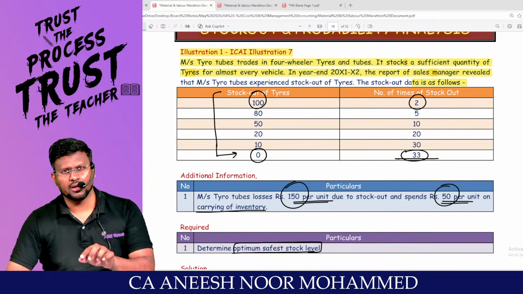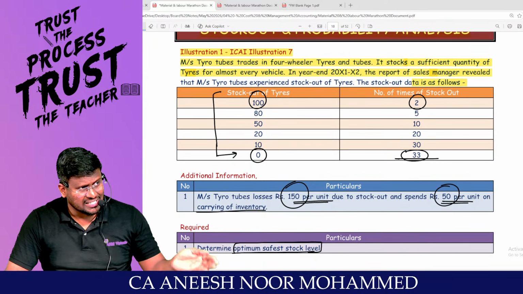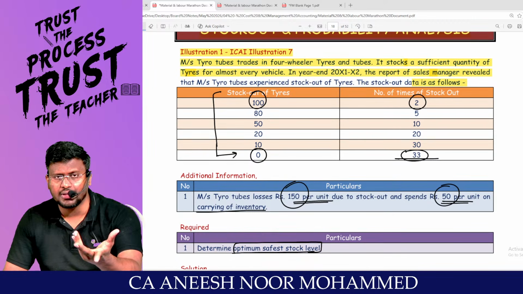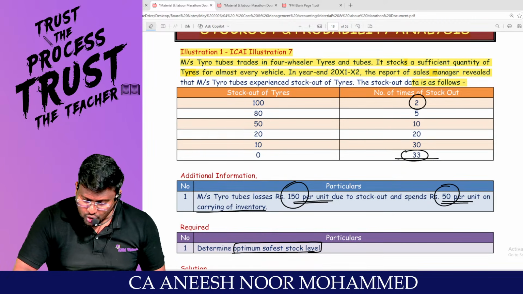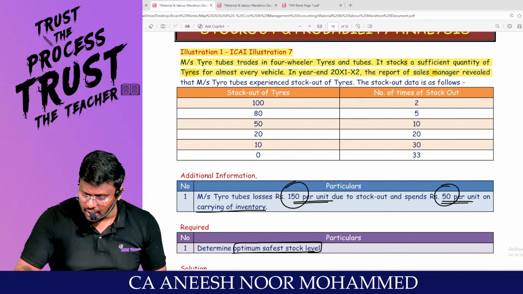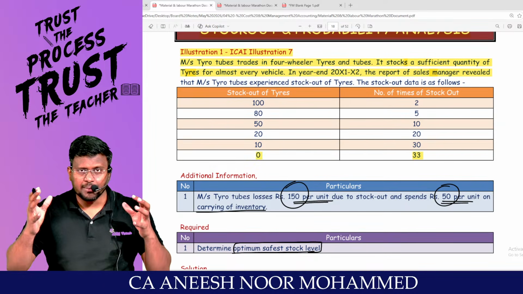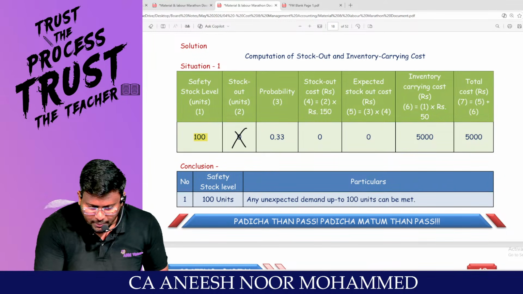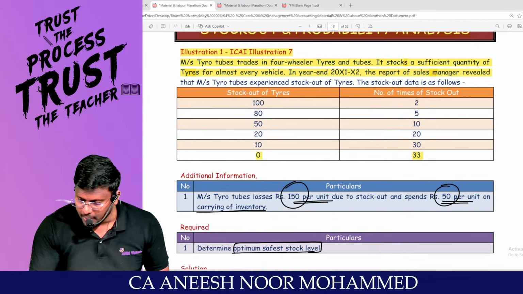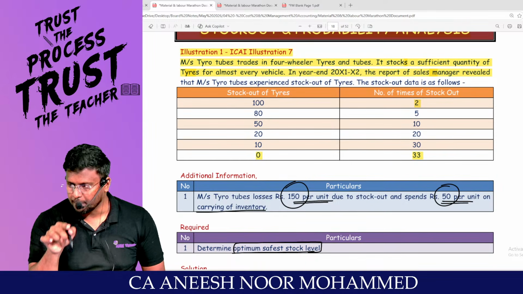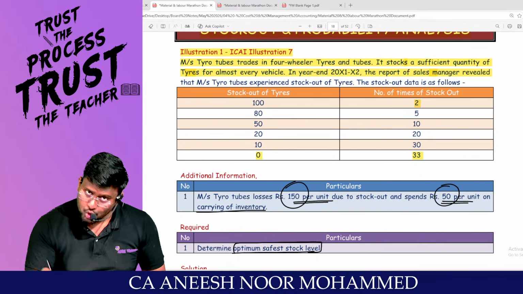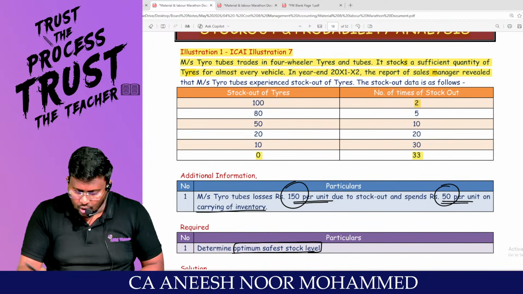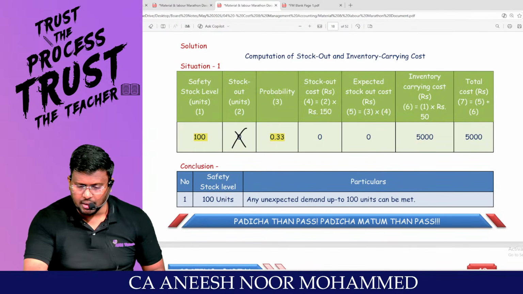33% is the probability. If you are keeping 100 tires as stock, whenever a customer comes and asks, you can deliver that. So there is no question of stock out at all. My dear lovable students, there is a probability of 33% that you won't go for stock out. That's why probability 33%. Don't pick the probability from here, 2%. You will go wrong because that is the probability of stock out. But if I am keeping sufficient stock, there is no concept of stock out at all. The probability of 0 stock out is 33%.